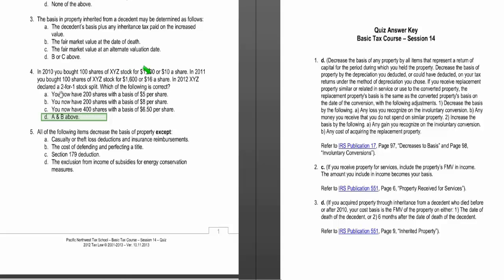When we look at the options, we now have 200 shares with a basis of $5, or we have 200 shares with a basis of $8 per share, or 400 shares with a basis of $6.50 per share. Which of these is the correct answer? Well, the reality is that it's D, because both A and B are true.